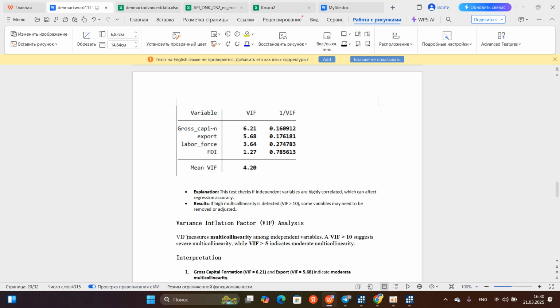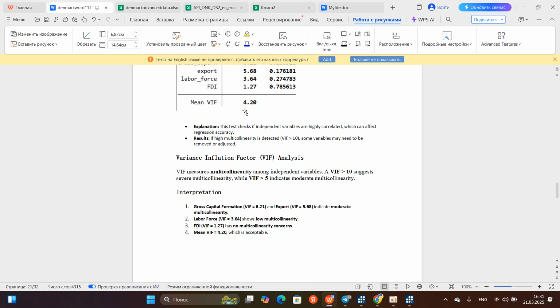Variance inflation factor (VIF) analysis. VIF measures multicollinearity among independent variables. A VIF bigger than 10 suggests severe multicollinearity, while a VIF higher than 5 indicates moderate multicollinearity. Interpretation: gross capital formation VIF 6.21 and export VIF 5.68 indicate moderate multicollinearity, while the labor force shows low multicollinearity. Our mean VIF is 4.20, which is acceptable.